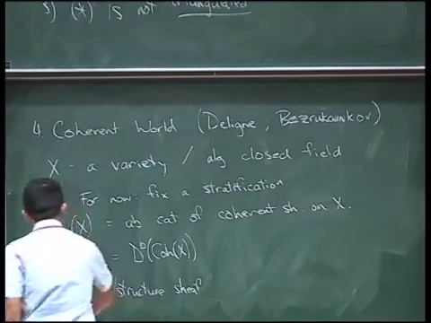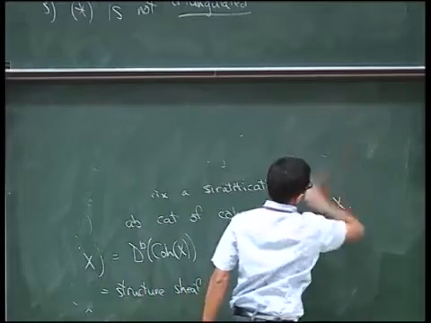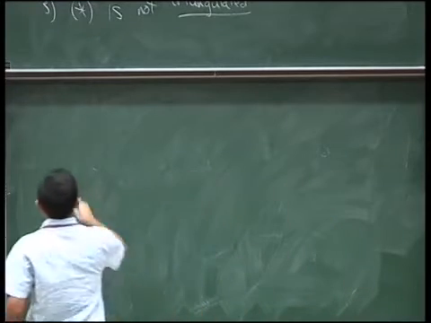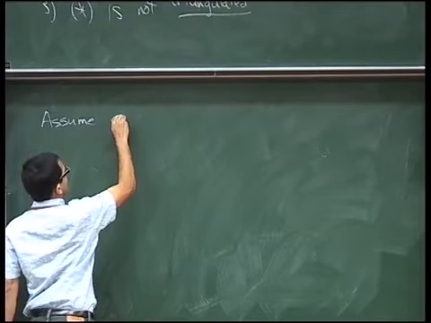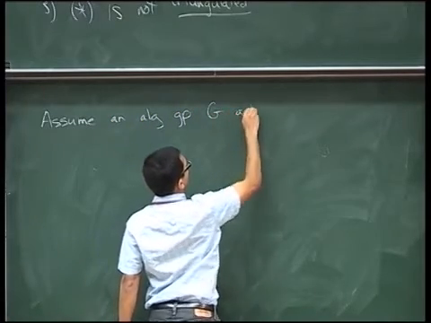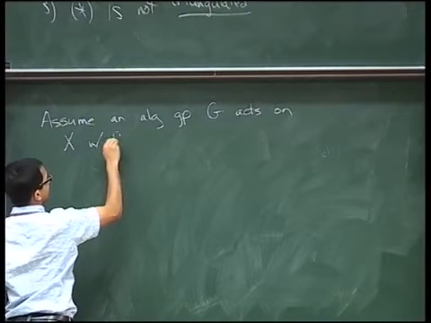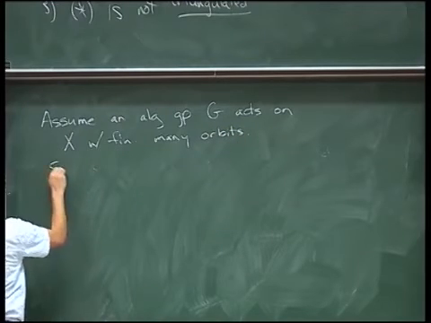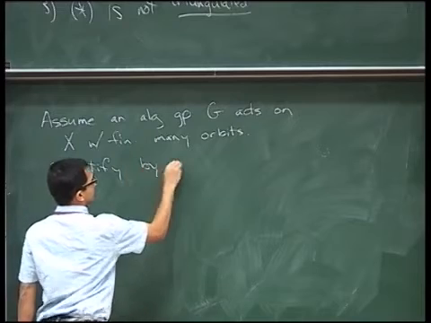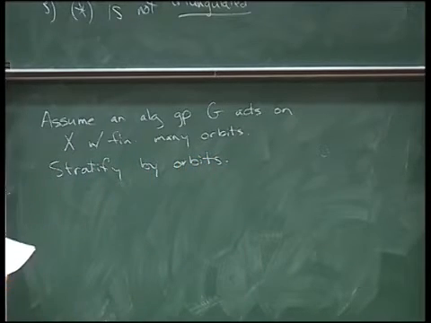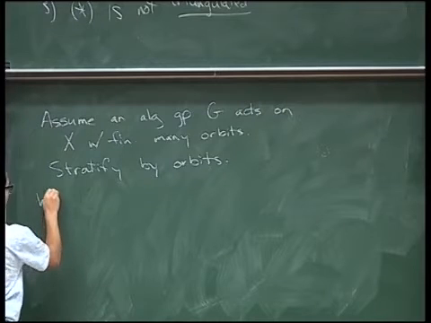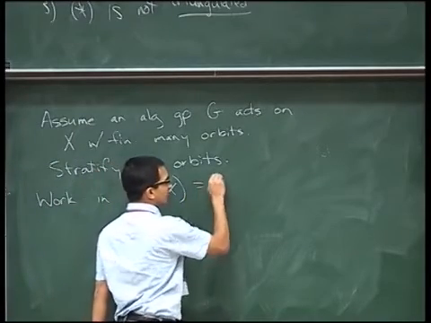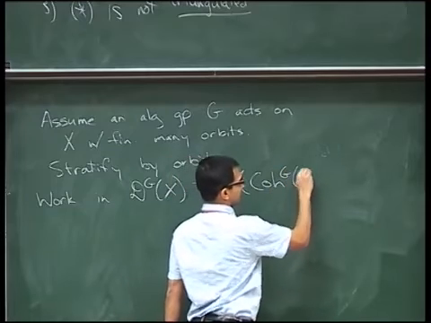But there's an extra condition we can impose to fix it. And here's the condition we're going to impose. We're going to assume that an algebraic group G acts on X with finitely many orbits. And we're going to take the orbits to be the strata, so stratify by orbits, and then work in the category I'm going to denote D_G X. So this is the bounded derived category of the category of G-equivariant coherent sheaves.